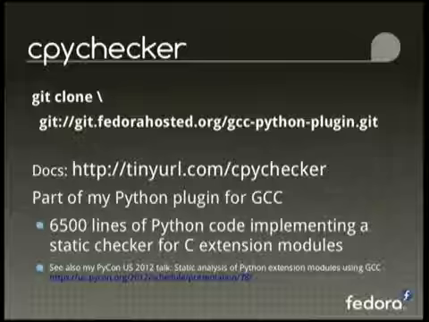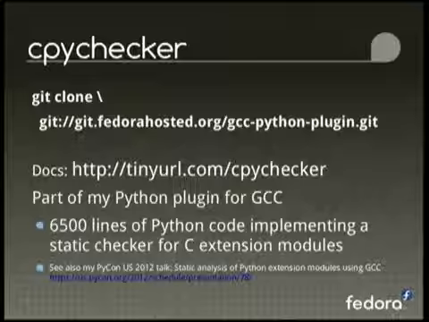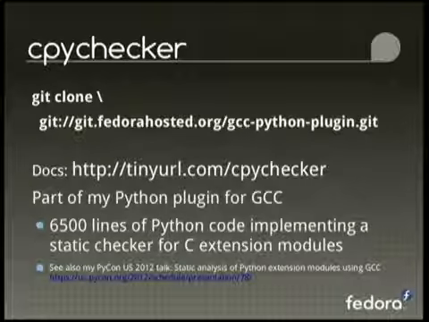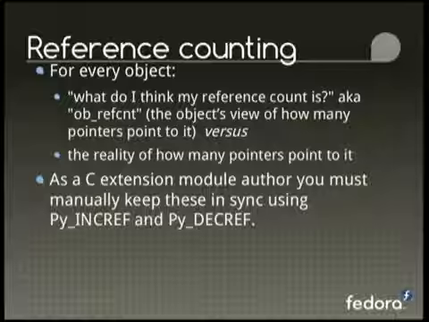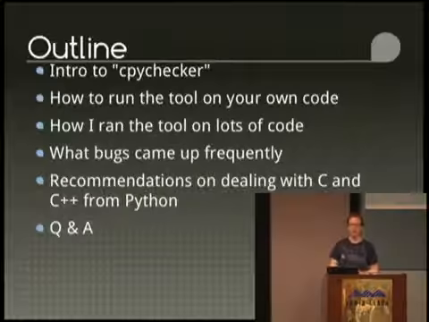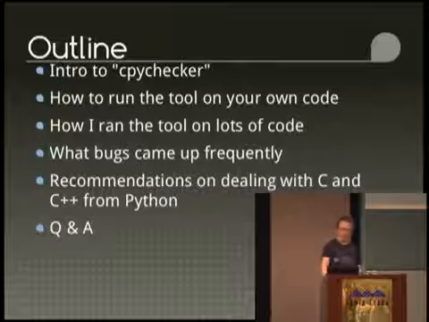It's 6,500 lines of Python code that basically implement lots of verifications for different problems that typically occur in C Python extension modules. I gave a talk on this at PyCon last year and went into a big deep dive into how it works. This talk will be a bit more high level than, well, I gave you the summary a few slides ago. So the main reason I wrote this tool is because I got sick of tracking down reference counting bugs by hand.